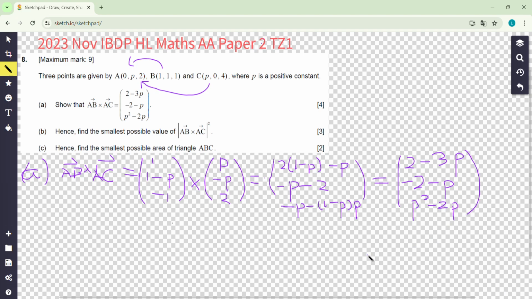This is part A. You did a good job. And part B, find the smallest possible value of the magnitude squared. So you need to do it. Okay, magnitude squared. So this one, magnitude squared. So 3-dimensional Pythagoras theorem: X squared, Y squared, Z squared, all added together.